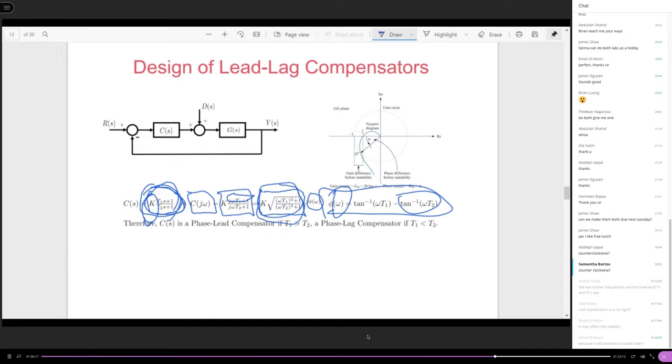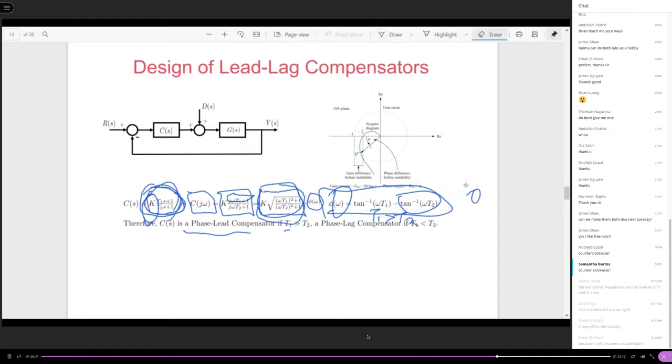So now you can see that for this specific controller, what is the phase lead? As long as T1 is larger than T2, it will be phase lead. Why? Because if T1 is larger than T2, then this difference is positive.